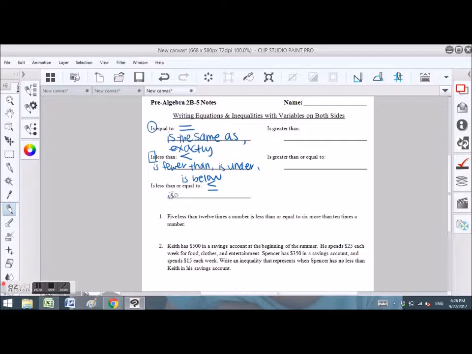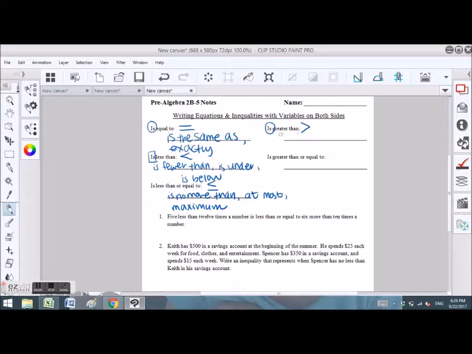Next we have is less than or equal to. So if you remember, that's the less than sign with a line underneath it. And some other phrases that mean this are no more than, at most, and the maximum. These all mean that the value is less than, but it could also be equal to that value.